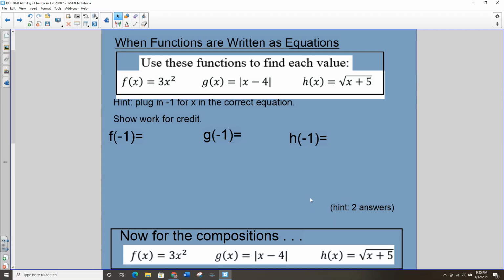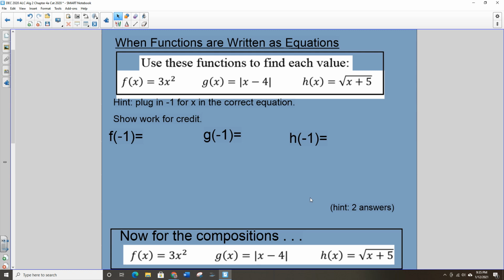Hi, we're going to be looking at chapter 4 a little bit more. This is section 4.8. And yesterday we were looking at something called compositions, but today we want to do it with actual equations. So this is the next step in the process. We have 3 different equations for functions. We've got f of x equals 3x squared, g of x equals absolute value of x minus 4, and h of x equals the square root of x plus 5.